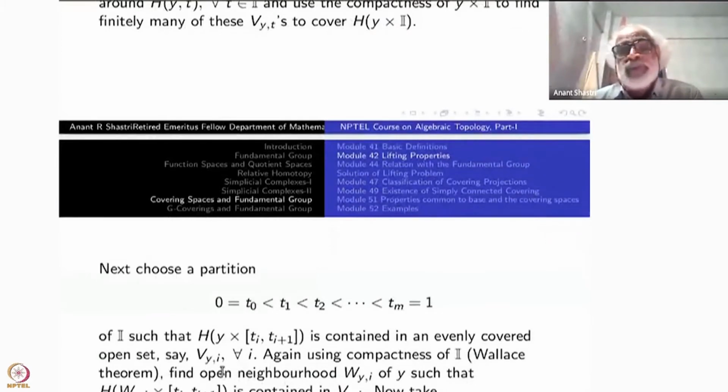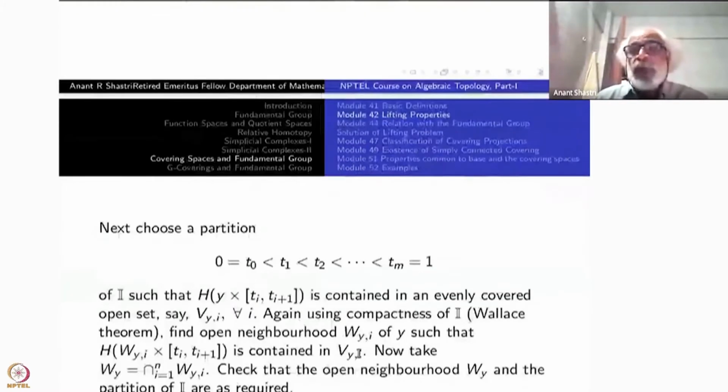Okay. So this is similar to what we have done with the path lifting property also. Even to lift paths, we have done this, again using compactness of I. Okay, I is compact now. Take a neighborhood of y inside X cross I, you get an inverse neighborhood, you get a uniform neighborhood. That is the Wallace theorem.